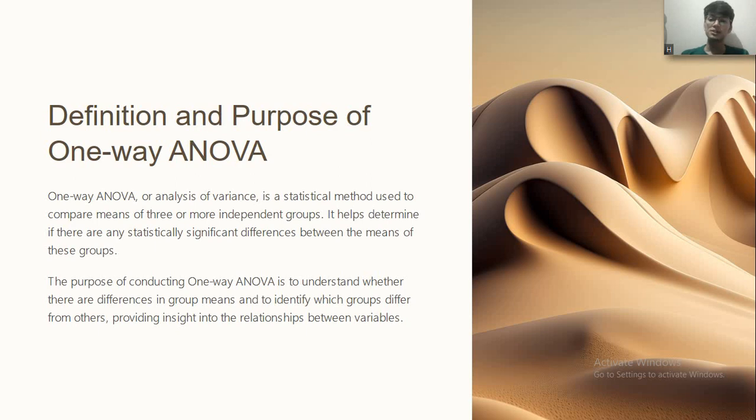So what is the definition and purpose of one-way ANOVA? One-way ANOVA, or analysis of variance, is a statistical method used to compare means of three or more independent groups. It helps determine if there are any statistically significant differences between the means of these groups. The purpose of conducting one-way ANOVA is to understand whether there are differences in group means and to identify which groups differ from others, providing insight into relationships between variables.